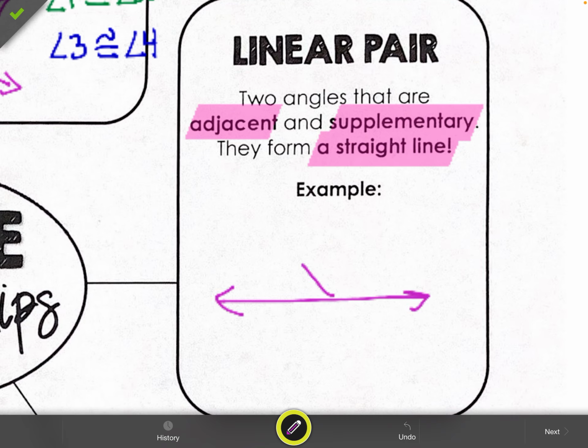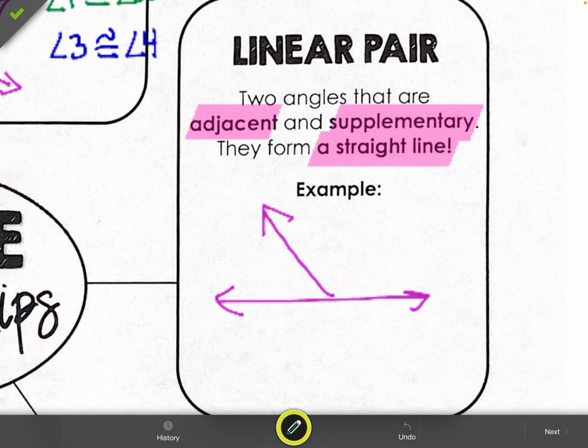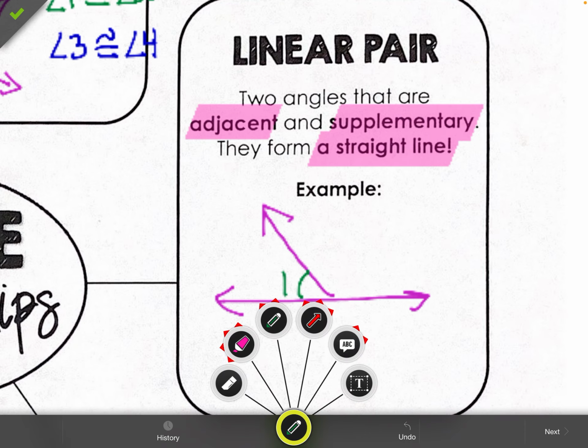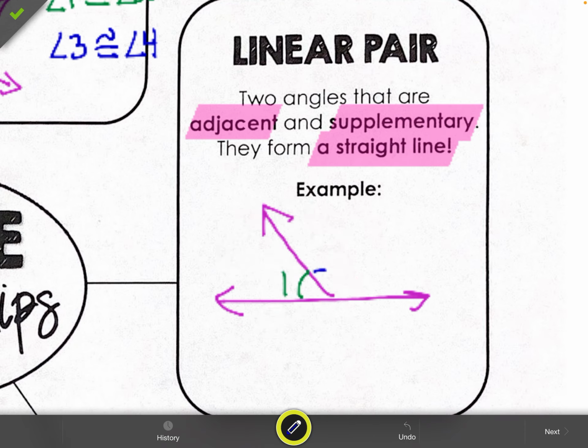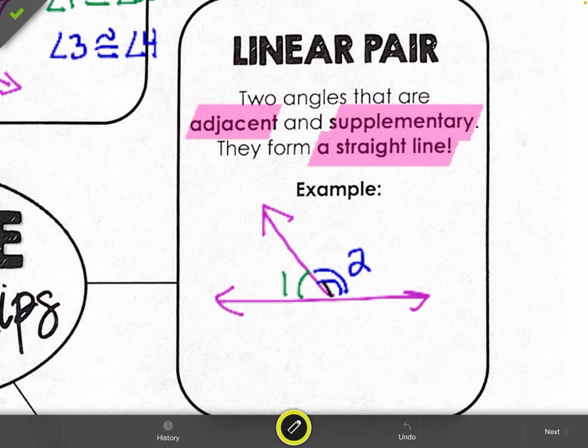They have to be next to each other and they have to share a side. They can't be two separate pictures. So here's angle 1, here's angle 2. Very clearly they're next to each other. They share this side right here, so they're adjacent. And I notice they also make this straight line, the straight angle running along here. And so that makes them supplementary, and so we could say they're a linear pair.